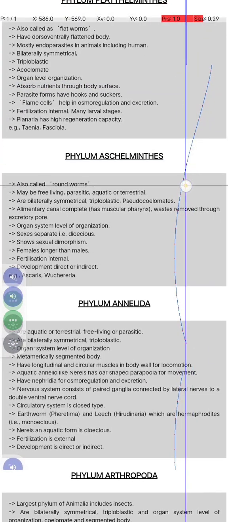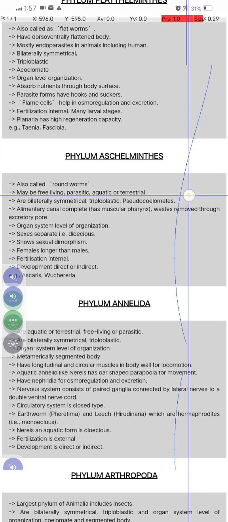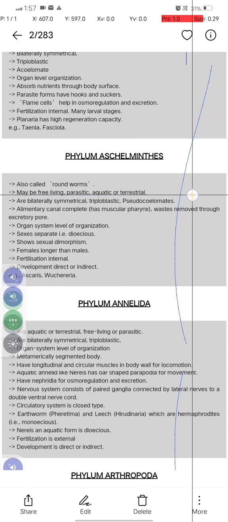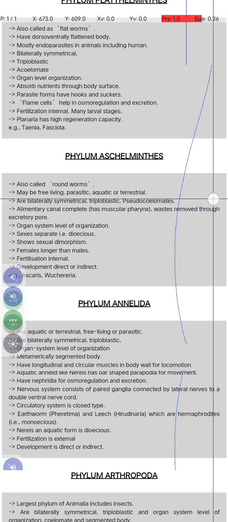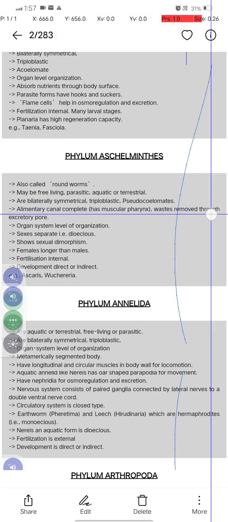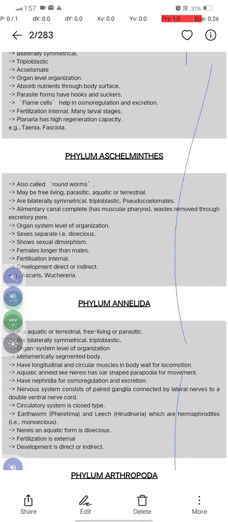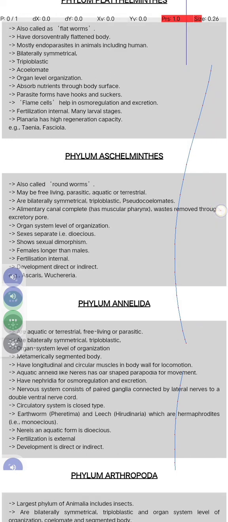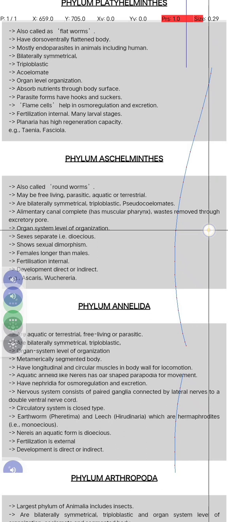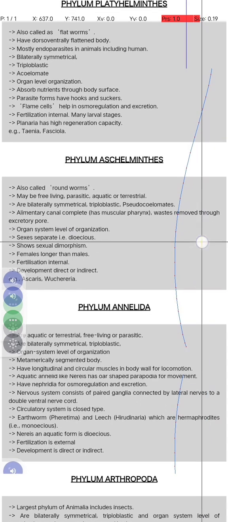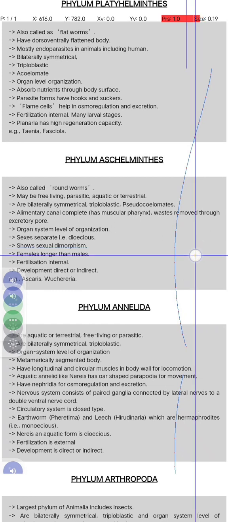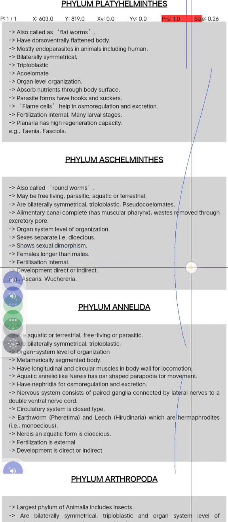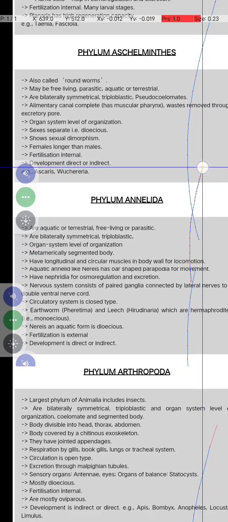Phylum Aschelminthes, also called roundworms, may be free living, parasitic, aquatic or terrestrial. They are bilaterally symmetrical, triploblastic, and pseudocoelomate. The alimentary canal is complete with muscular pharynx, and waste is removed through excretory pores. Organ system level of organization. Sexes are separate, that is dioecious, and show sexual dimorphism, with females longer than males. Fertilization is internal and development is direct or indirect. Examples: Ascaris and Wuchereria.